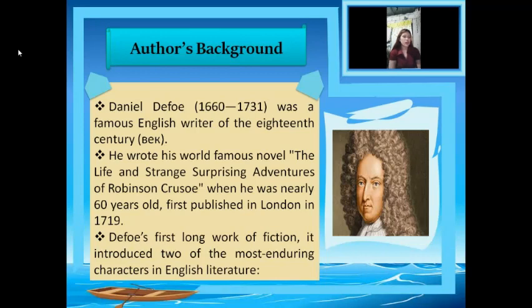When he was nearly 60 years old, or exactly 59 years old if I'm not mistaken, it was first published in London in 1719. It was Defoe's first long work of fiction, and it introduced two of the most enduring characters in English literature, Robinson Crusoe and Friday.